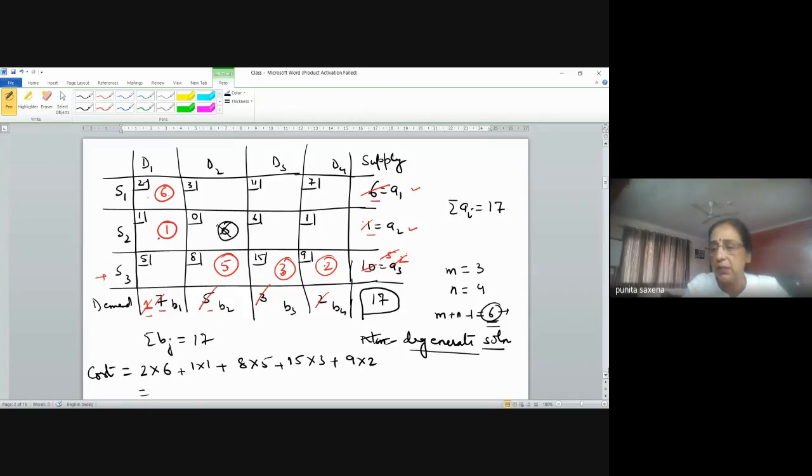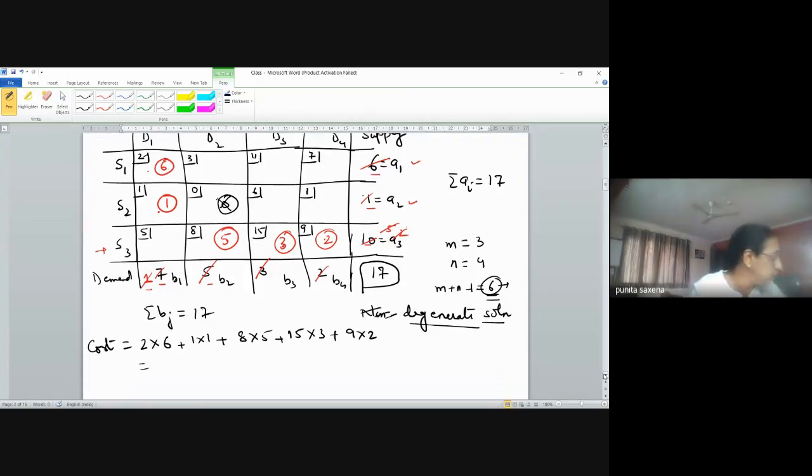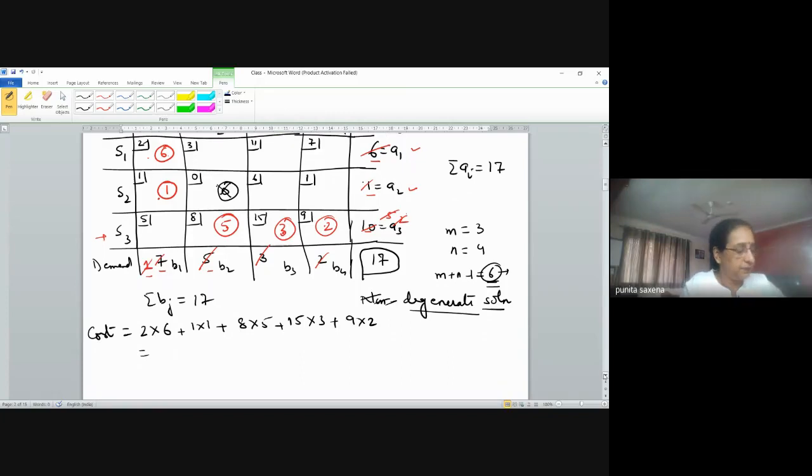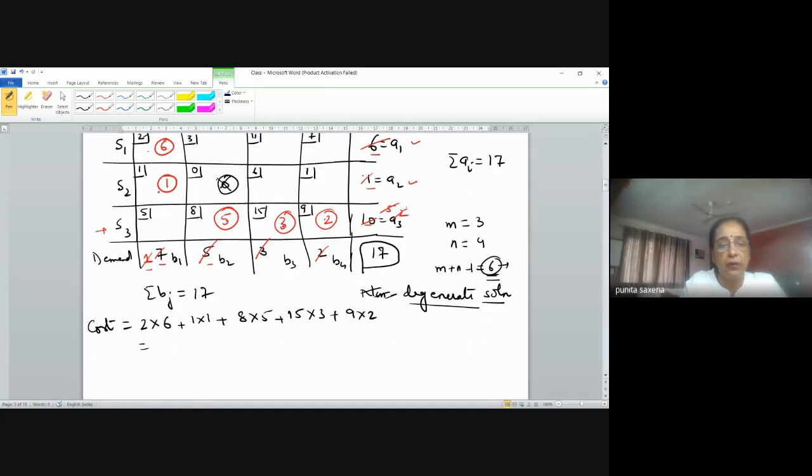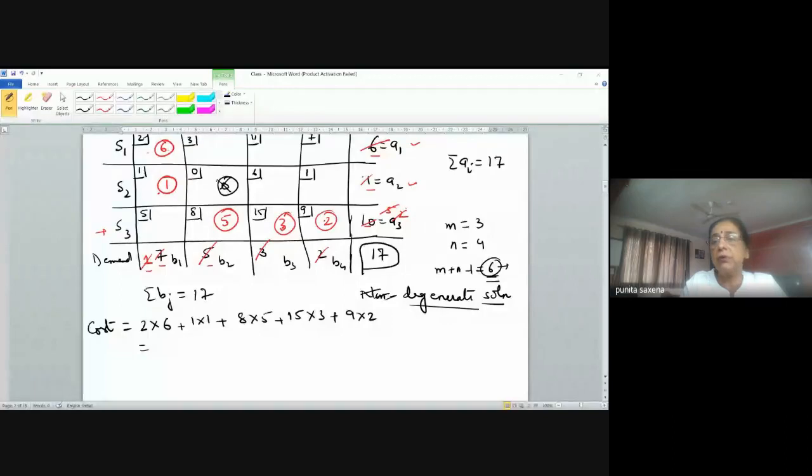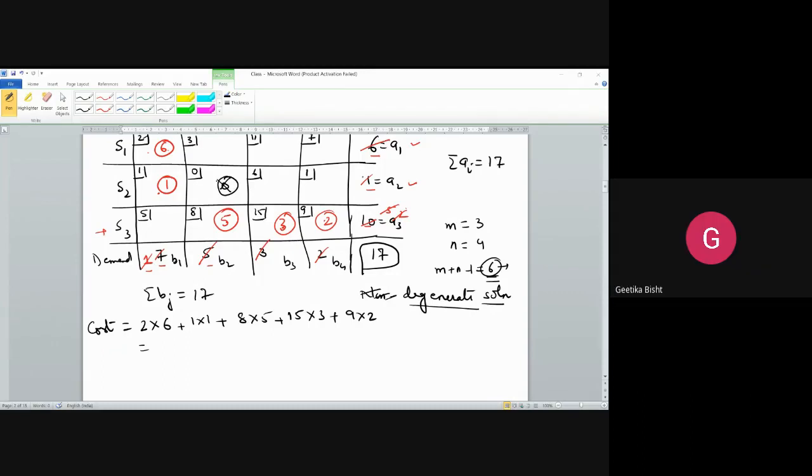How much is it? Quickly calculate, how much did you get? You can write it in the chat box. No problems. How much is the total cost of transportation here? 116.